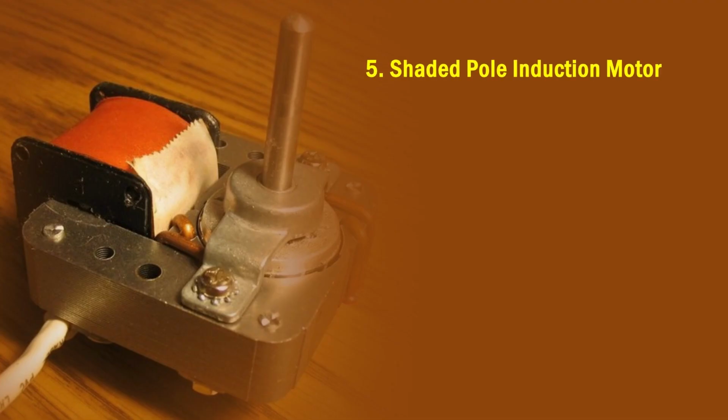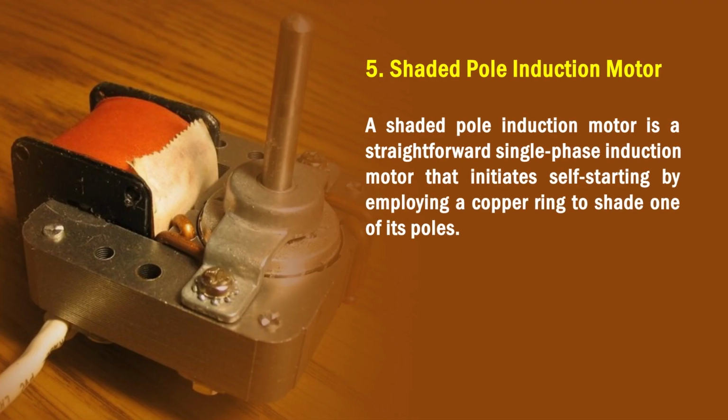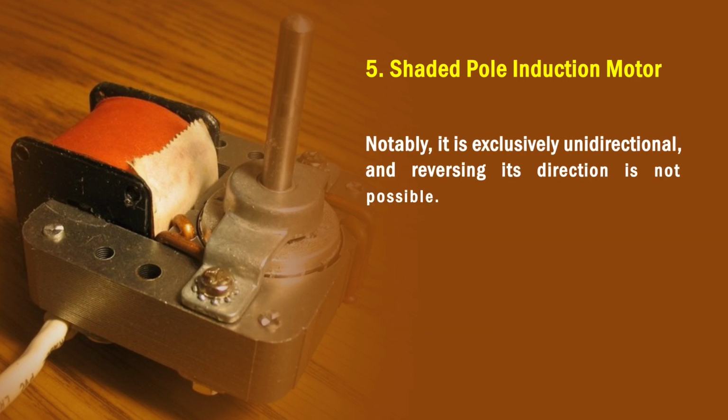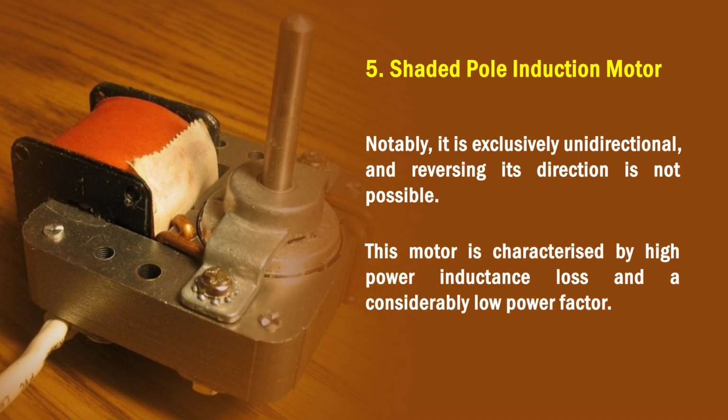Now the next type of motor is the shaded pole induction motor. A shaded pole induction motor is a straightforward single-phase induction motor that initiates self-starting by employing a copper ring to shade one of its poles. Also referred to as a shaded ring, this copper ring functions as the motor's secondary winding. Notably, it is exclusively unidirectional and reversing its direction is not possible. This motor is characterized by high power inductance loss and a considerably low power factor.